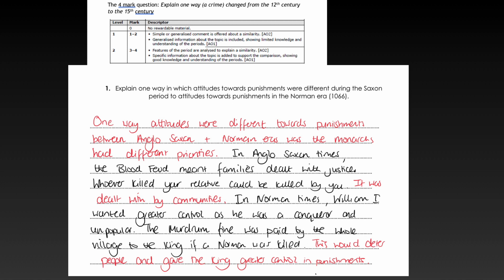Then in Norman times, so I'm making it very clear it's different. Now you could do words like similarly or in contrast. In Norman times, William wanted greater control as he was a conqueror and unpopular. The murder and fine was paid by the whole village to the king if a Norman was killed. This would deter people and gave the king greater control in punishment. So again, I'm linking it back to what I said was the difference of what William's priority was.